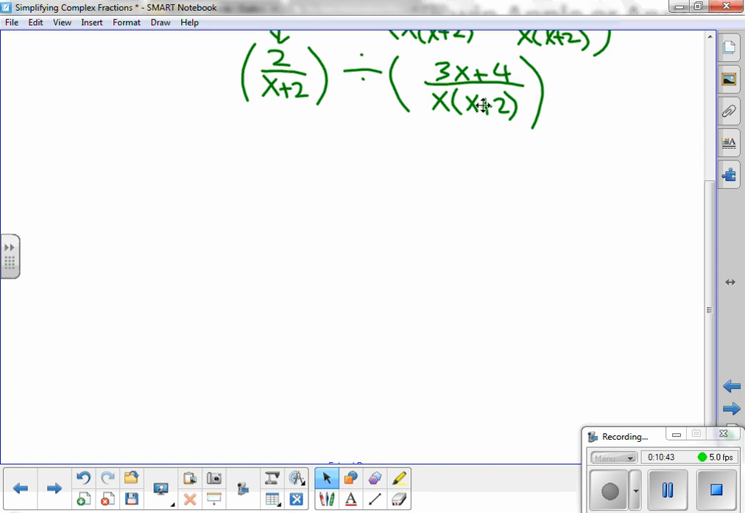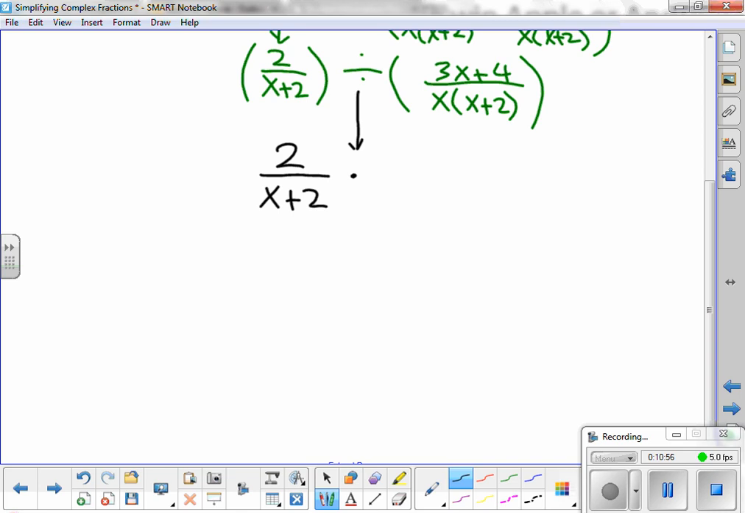We can now multiply by the reciprocal of this one. So I'm going to go ahead and take the parentheses off since I don't have any more plus or minus signs. So that'll be 2 over x plus 2. This division sign will become a multiplication, and then I flip this one over: x times (x plus 2) over 3x plus 4.